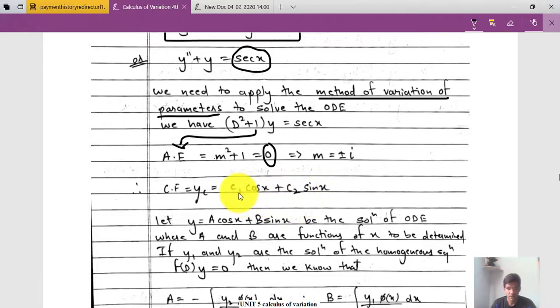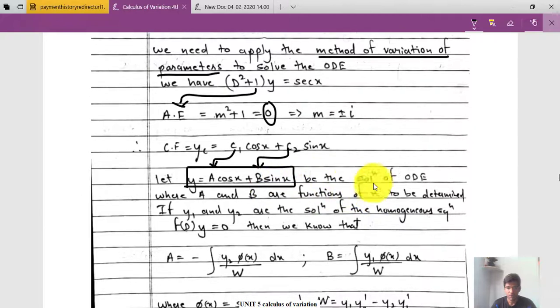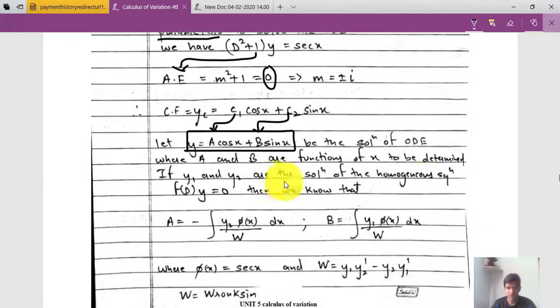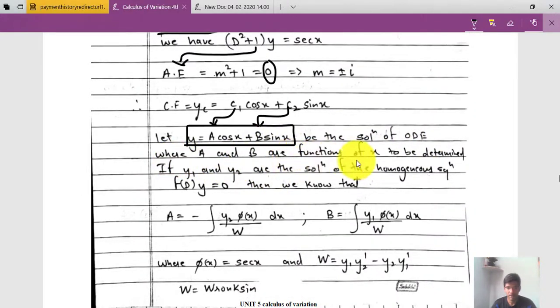So let me assume my solution to be in this particular manner. I will consider this c1 as a and this c2 as b, and this is y1 and y2. So be the solution of the differential equation where a and b are functions of x.